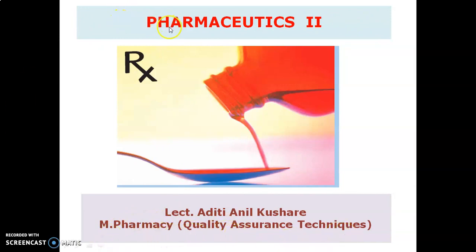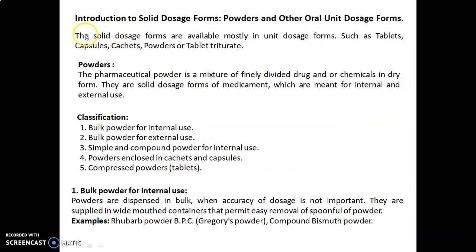Today we are going to discuss the experiments from Pharmaceutics 2. So we will discuss the introduction to solid dosage forms, that is powders and other oral unit dosage forms. The solid dosage forms are available mostly in unit dosage forms such as tablets, capsules, cachets, powders or tablet triturate.